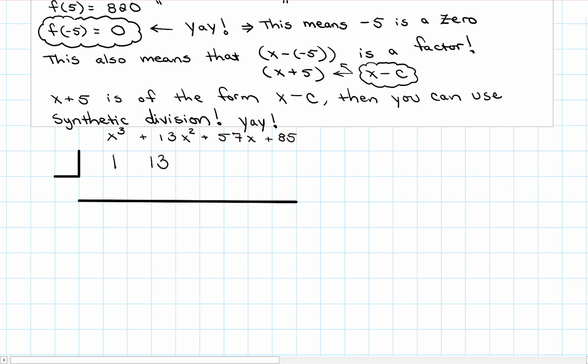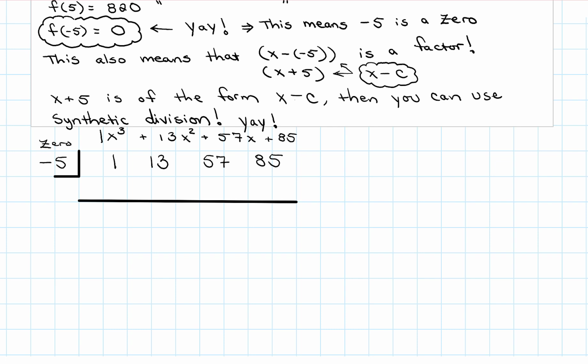Okay, let's write in all of these coefficients, right? Make sure your polynomial is in descending order when you do this, and you have to account for every single term. And your 0 here, or your c value, is the negative 5.